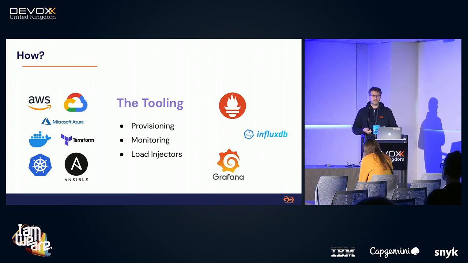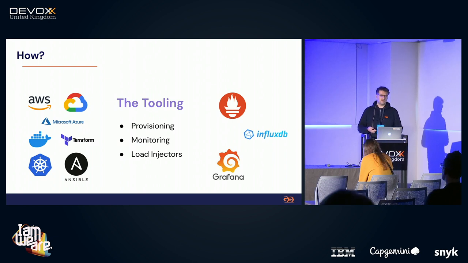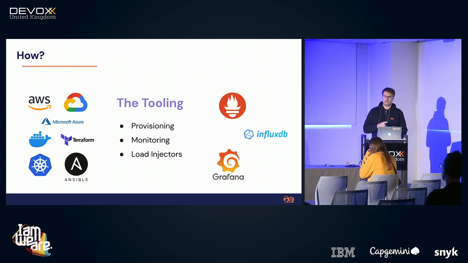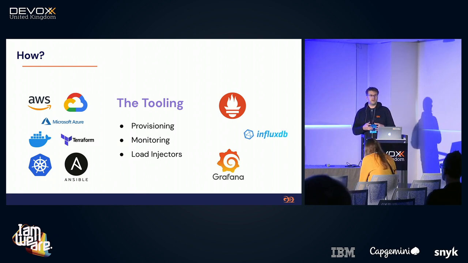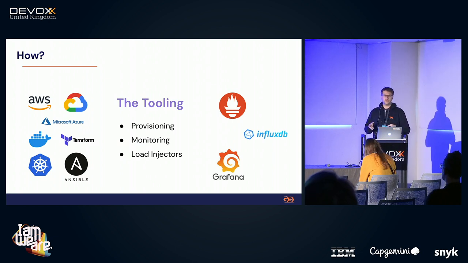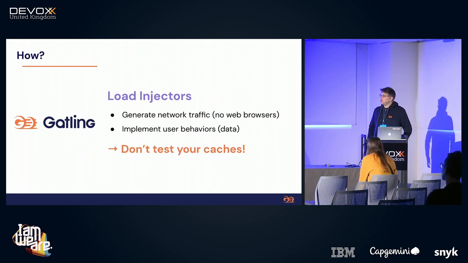But nowadays, we have lots of technologies to assist with that. We have all the cloud providers to help with provisioning, and we have lots of different technologies like Docker to help package the application and deploy it very fast. And also, we have lots of tooling now for monitoring to figure out where the performance issues are in your application. The last brick of tooling you need for running load tests is a load injector. A load injector is a tool that lets you generate network traffic.